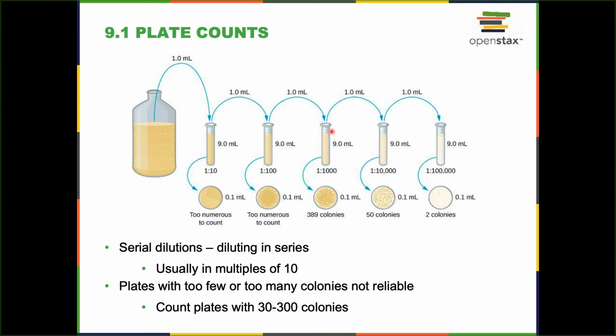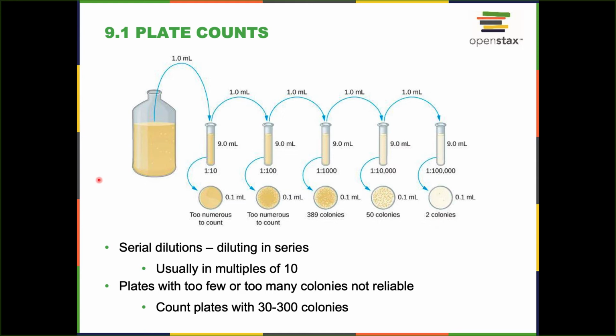Once again, 1 in 9, right? That's 1 plus 9 is 1 in 10, 10 times less, or 10 times 10 times 10, 1,000 times less than our original. This then gives us 10,000 times less than original, 100,000 times less than original. And typically when we do these dilutions, we do these in multiples of 10.